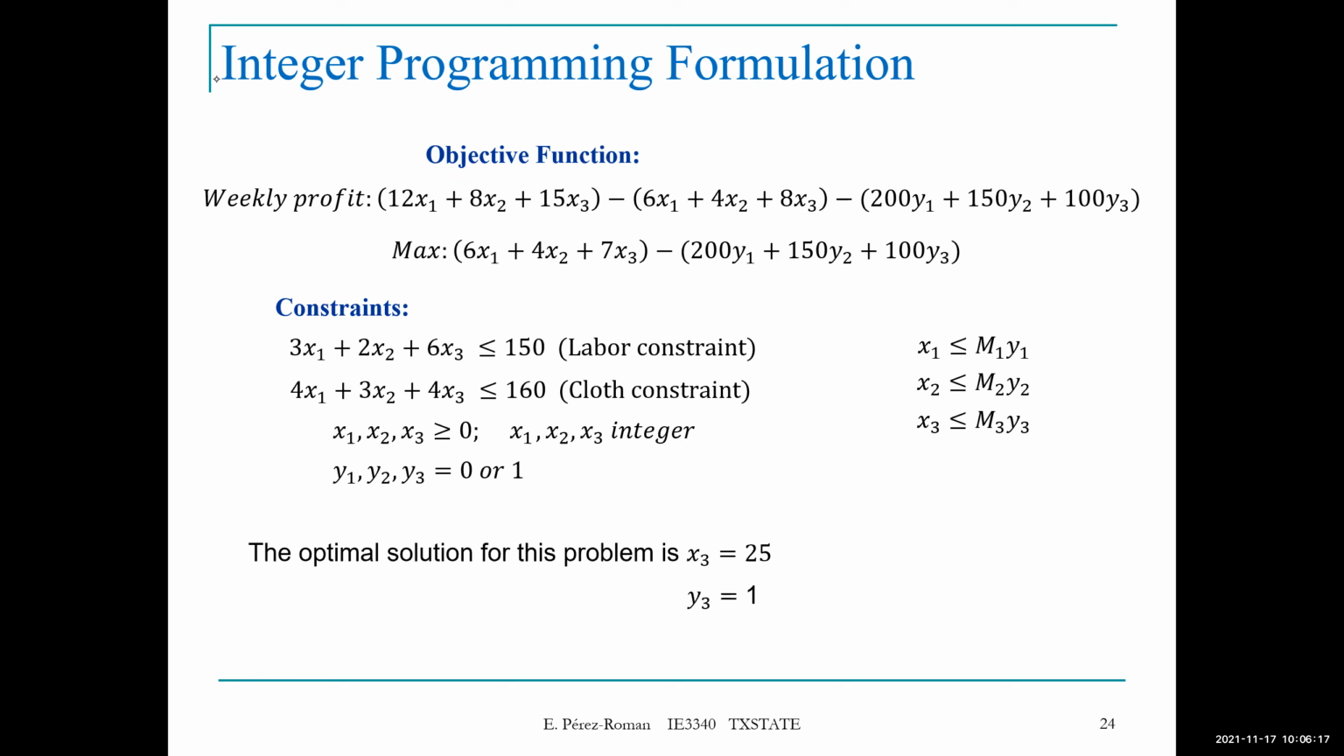Because now, with that constraint, you're forcing the decision variables that are binary to be 1 if you decide to produce for any of these products. And you can see now that the solution changes. With that additional constraint, this is telling you the best thing you can do is to manufacture only product number 3, and you're going to be producing 25 of those.